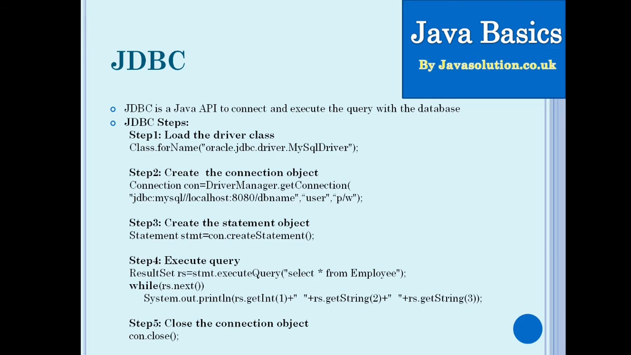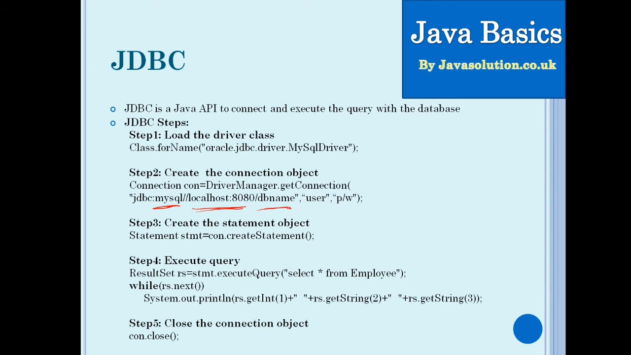Step one is you need to load the driver class. So when you create a JDBC connection, you say Class.forName and then the name of your driver. The second step is you create the connection object. So first you have a driver and then you have a connection object. Within the connection object, you need to specify where your database is. In my case, the database is MySQL, and it is located on localhost 8080, and then the name of that database.